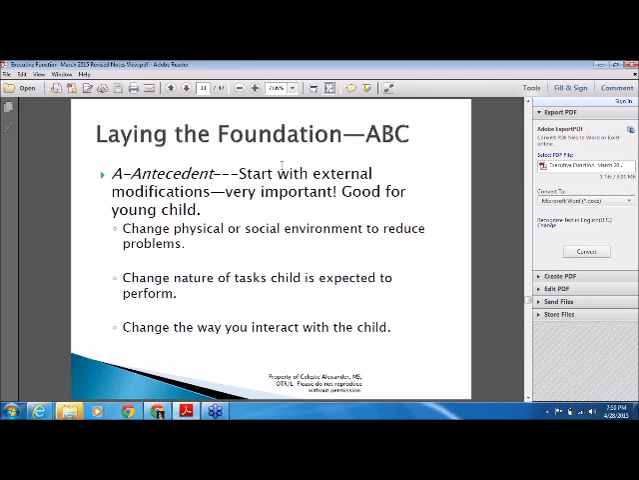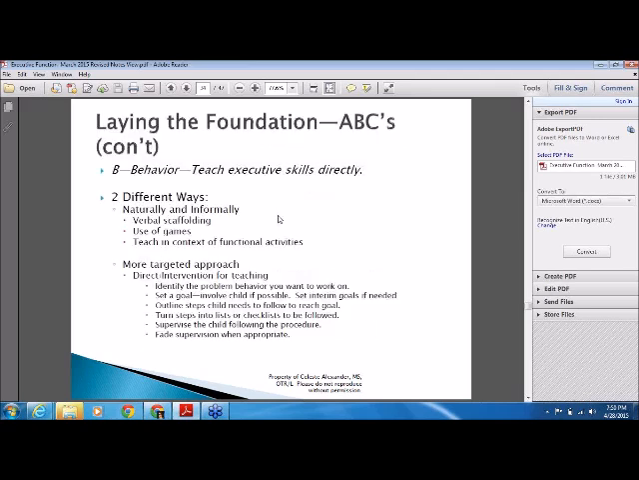Arrange for other cues, such as visual cues, written reminders, lists, audio tape cues, alarms, pagers. That's for a little bit older child. But they're saying you can change the way you interact, okay? And you can coach the child as much as needed. Not too much, not too little.